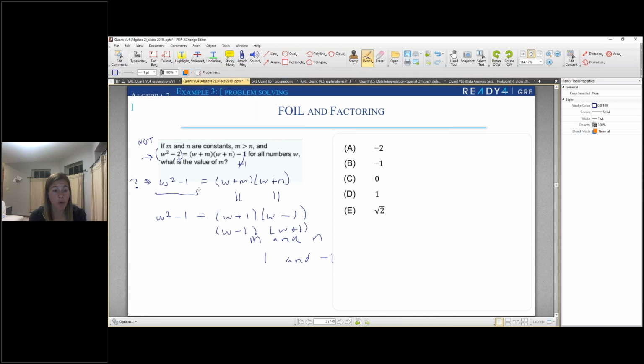But we get one other hint in the problem, because it says that m has to be greater than n. So if we're solving for m, and we know that it has to be a 1 or a negative 1, it's got to be the 1, because it's got to be bigger than the other guy, and the other one's the negative 1. Okay. So if m is 1, then n is negative 1, and that's the only way that we're going to end up with m greater than n. So m is 1.